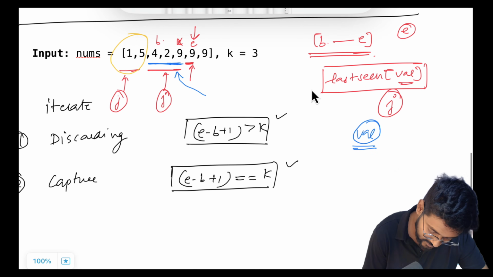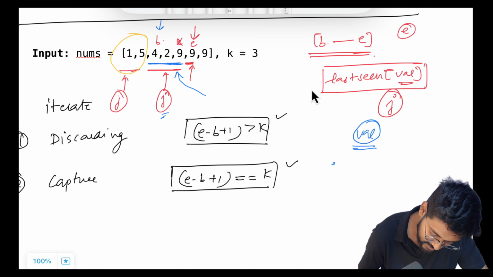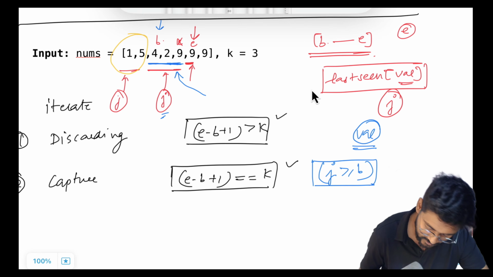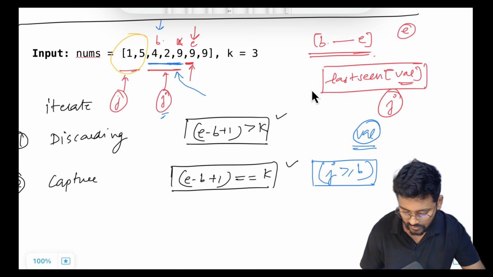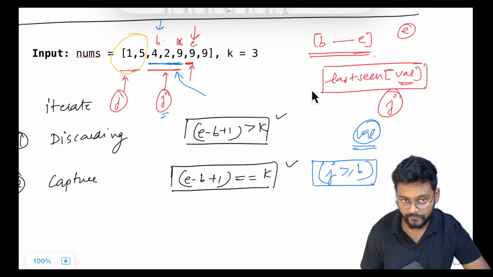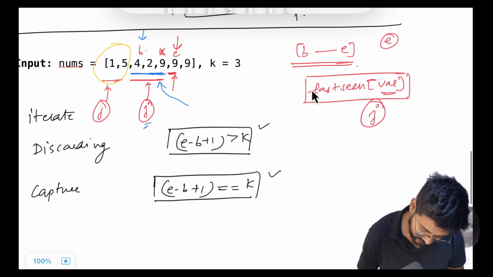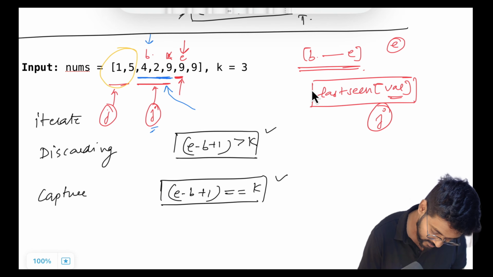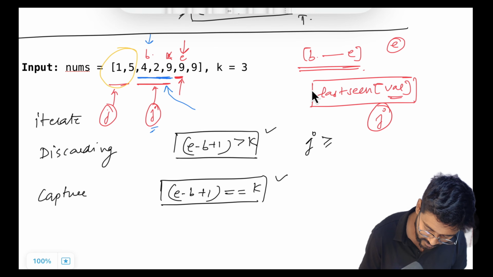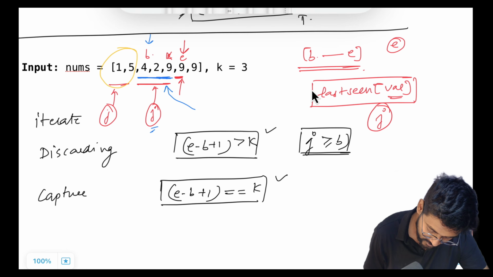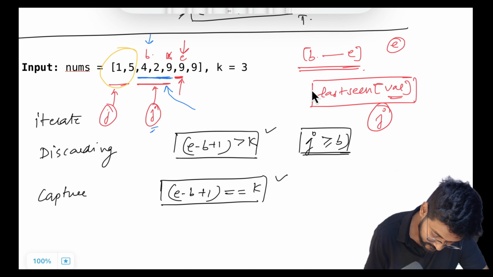What I see here, I have the beginning pointer, and now I have j. If j is greater than or equal to the beginning pointer, it means that this last seen is in the previous window, and I have to discard that value. I hope you got this expression. This expression should be written in the discarding condition. In the discarding condition, I got one more expression, whether the last seen value is greater than or equal to beginning.